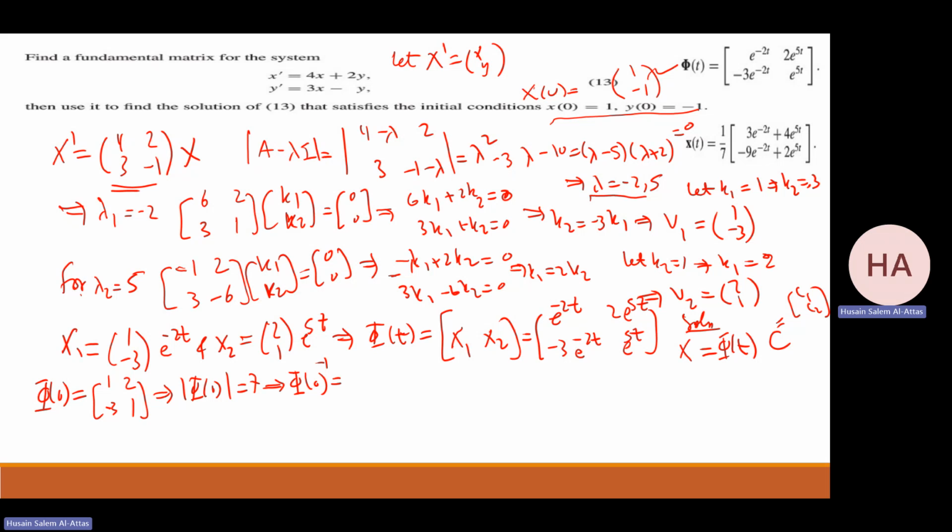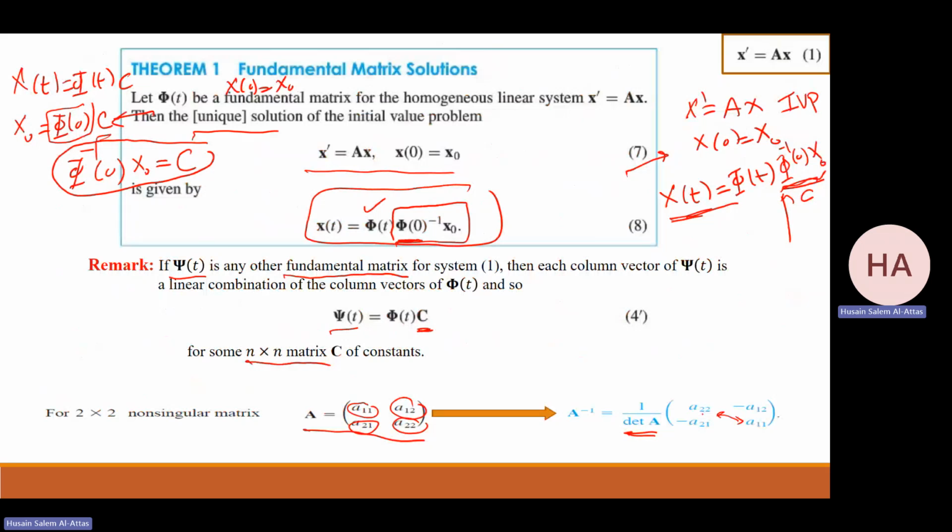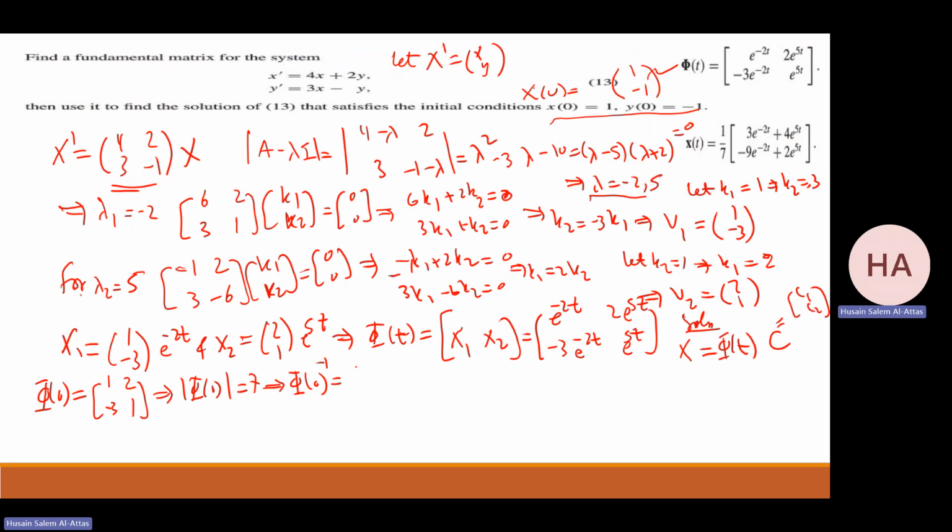So what will be phi at 0 inverse? The inverse of phi at 0, as I said, for 2 by 2: determinant, and swap these two diagonals, and the off diagonal just multiply by minus. So you have 1/7, this is 1, 1, no different. This is minus 2 and 3. That will be phi at 0 inverse.